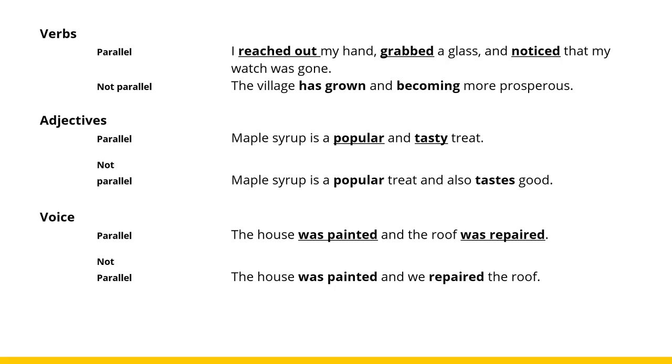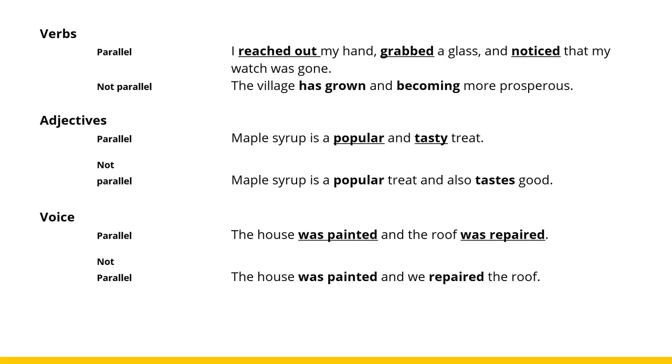The following one is not parallel: the village has grown and becoming more prosperous. As you see, has grown is a perfect tense, and becoming is a continuous tense. That's why the sentence is not parallel structured. And the same goes for adjectives and passive voice.